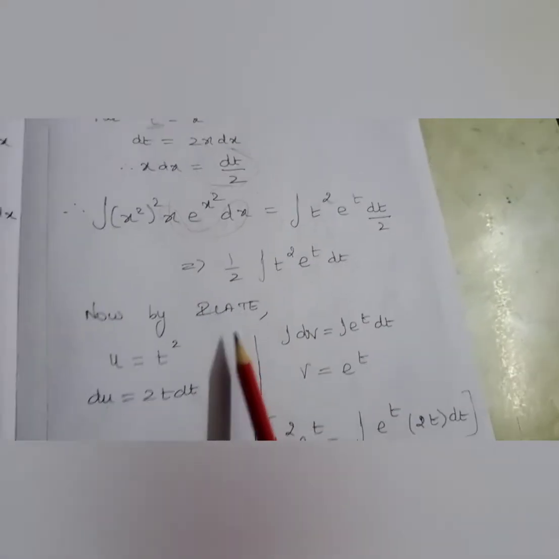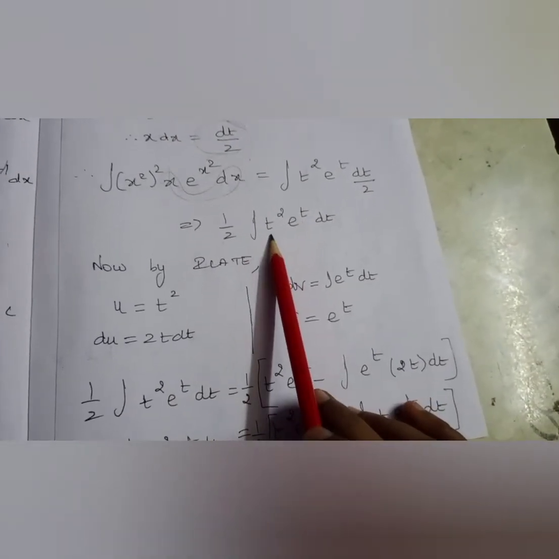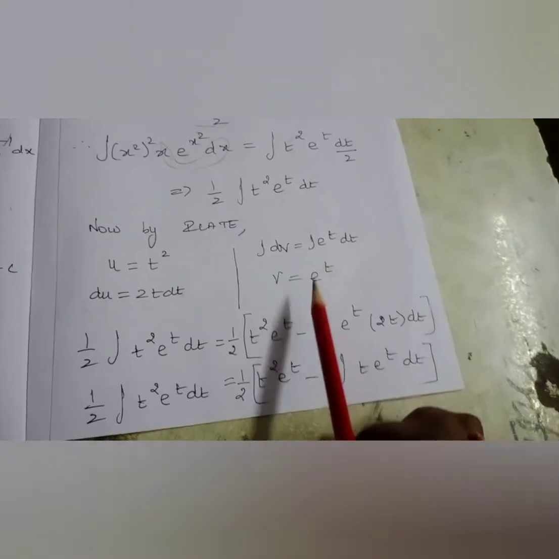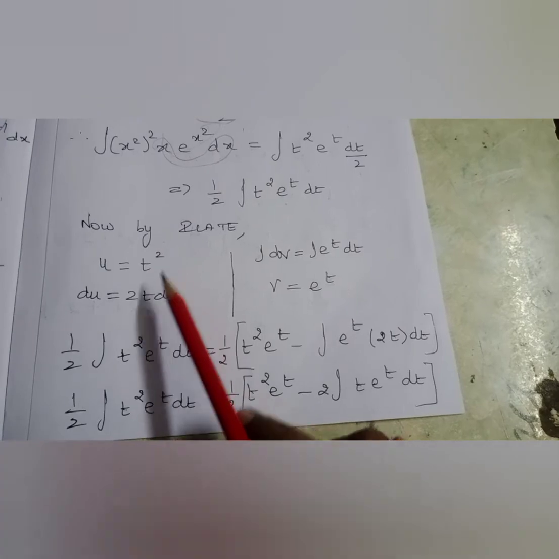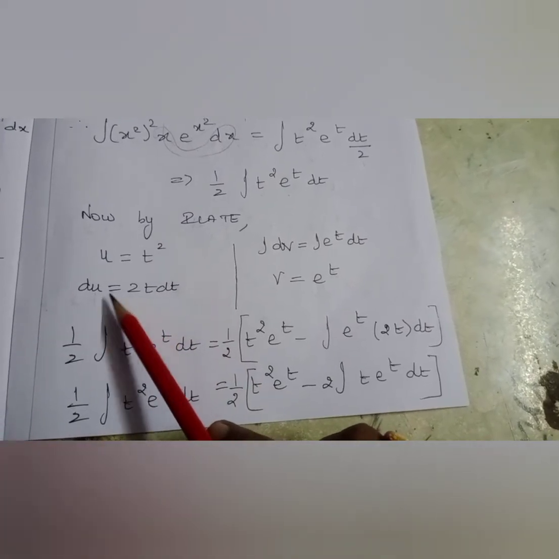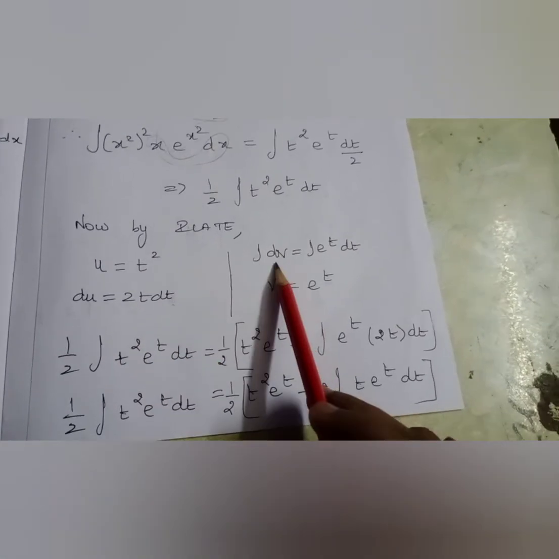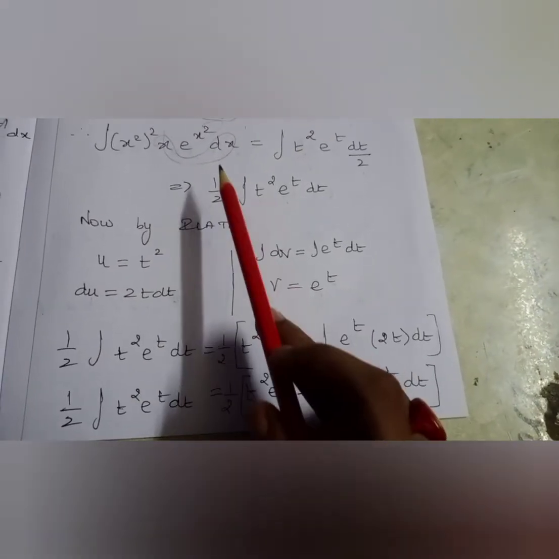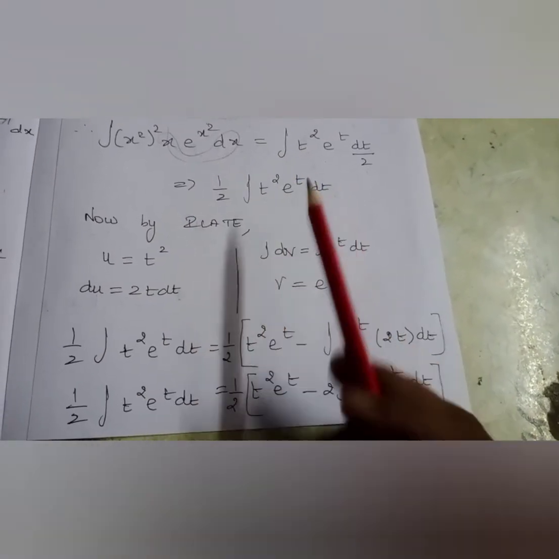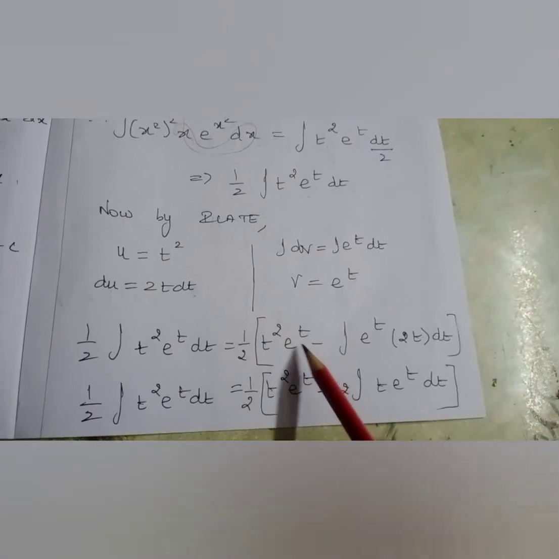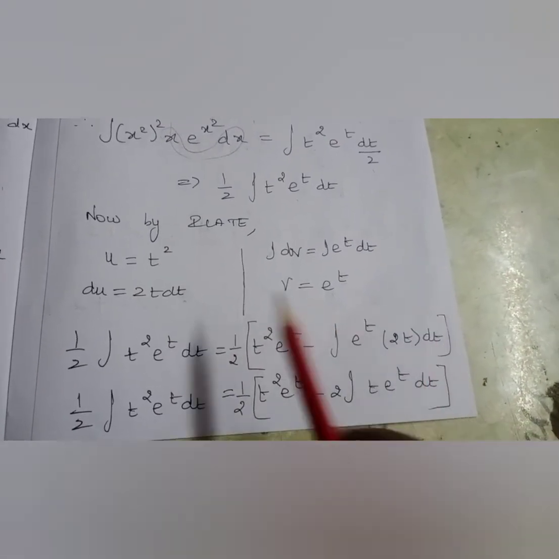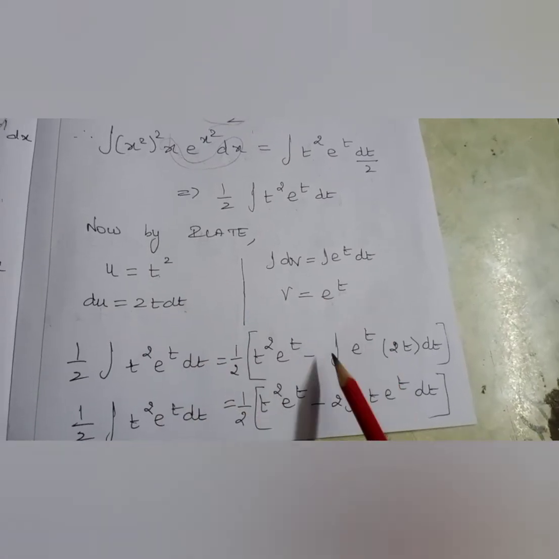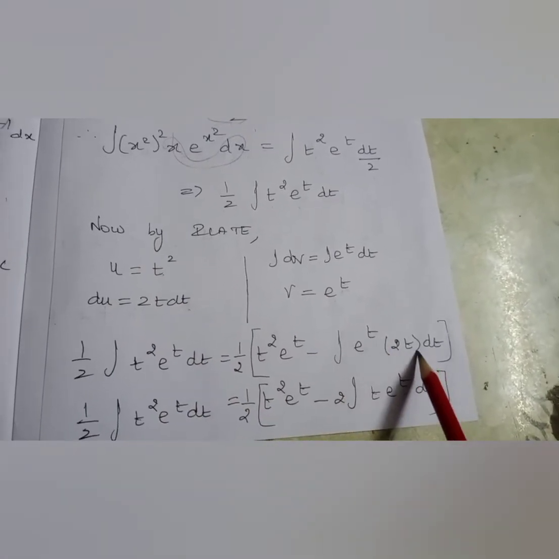Fine. Now using ILATE, here also this will be considered as the algebraic function and this will be considered as the exponential function. So using the formula, u is equal to t square, differentiating you will get du is equal to 2t dt, and integrating dv I will get e power t. Substituting in the formula, that is 1 by 2 integral t square e power t dt, 1 by 2 into, what is the formula? uv minus integral v du. This is your u, t square e power t minus integral v du, e power t 2t dt.